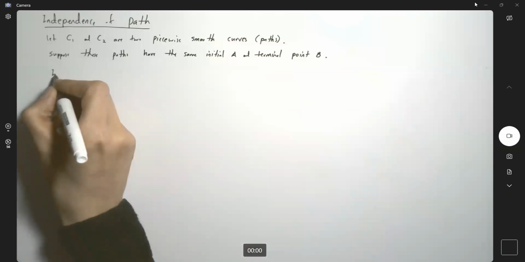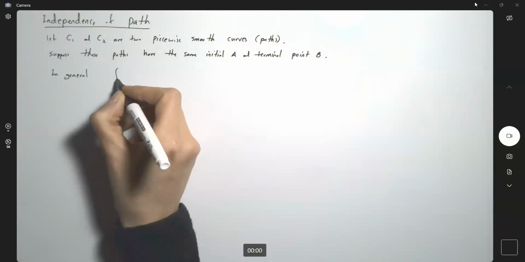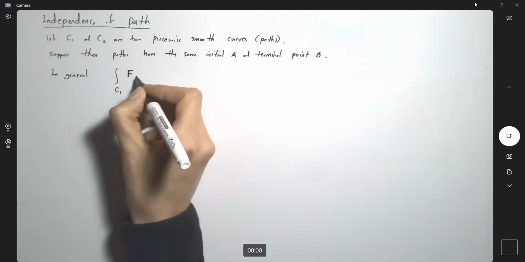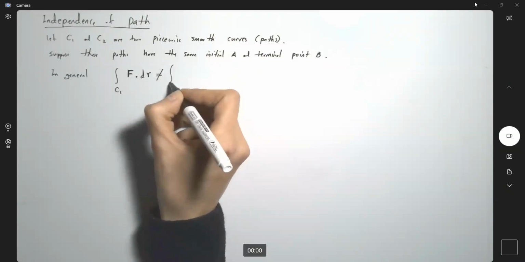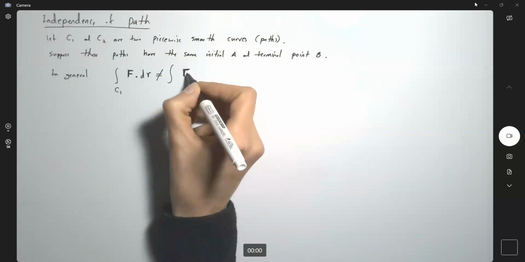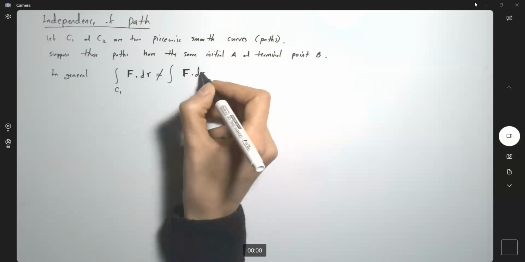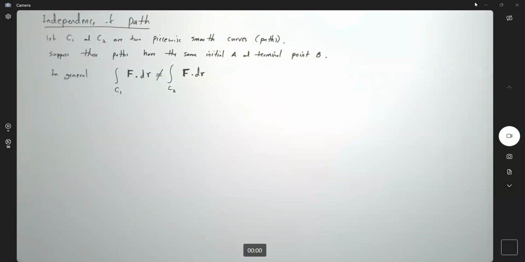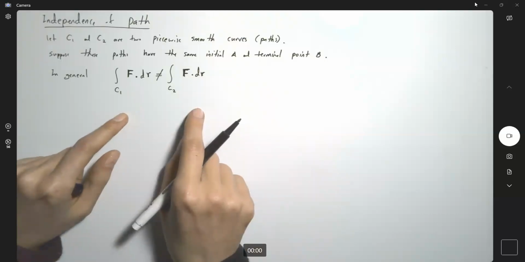In general, we don't expect the line integral over C1 of vector function f to be the same as the line integral of vector field or vector function f over C2. So in general, we don't have equality between these two. But if it is true, then we say that, hey, it is independent of path.